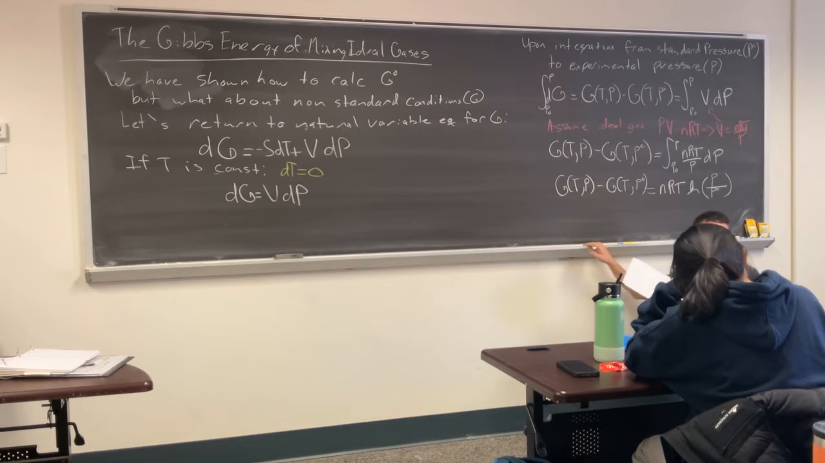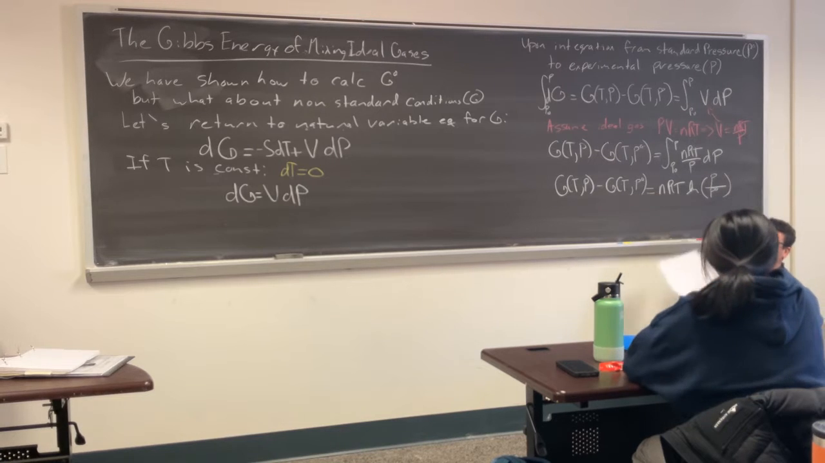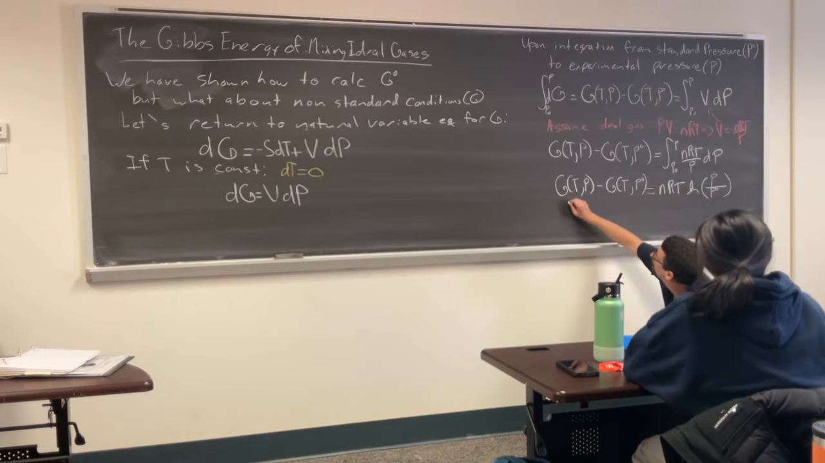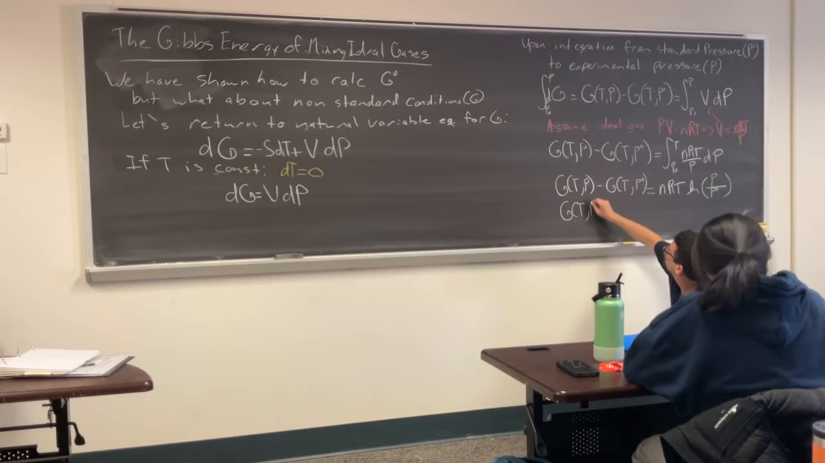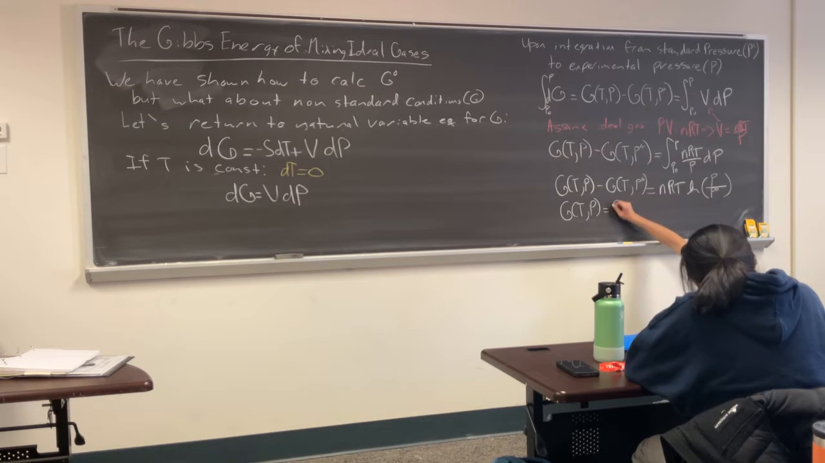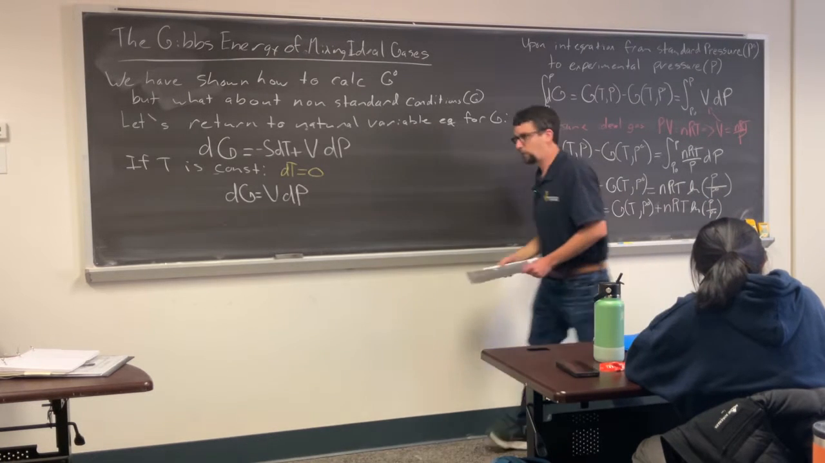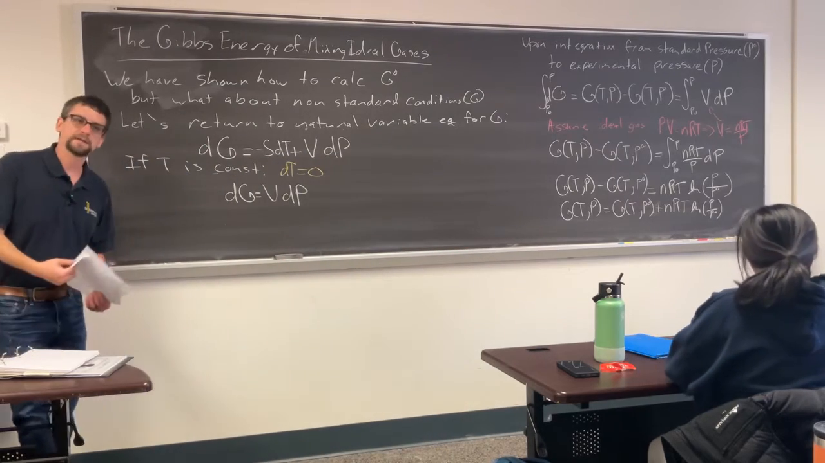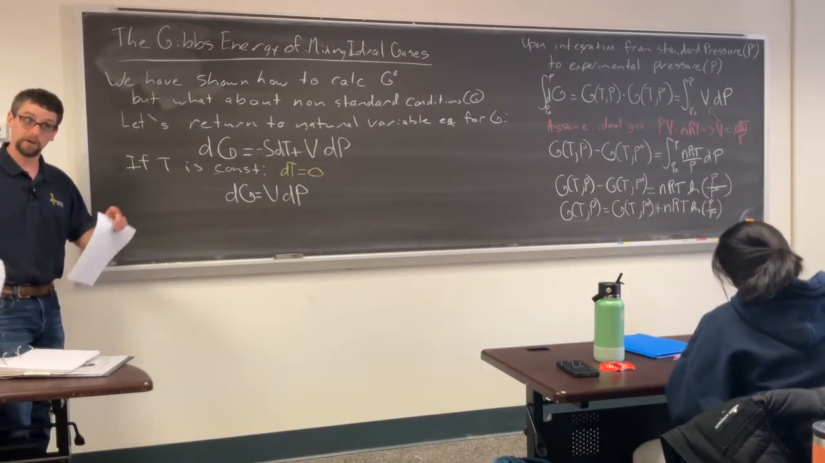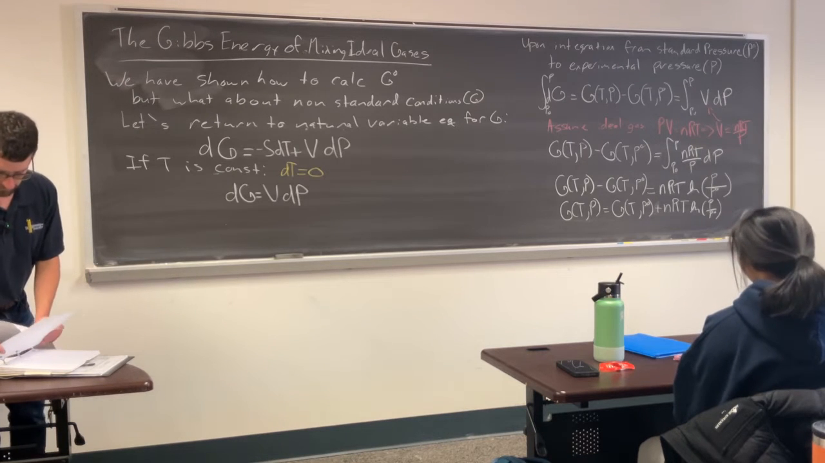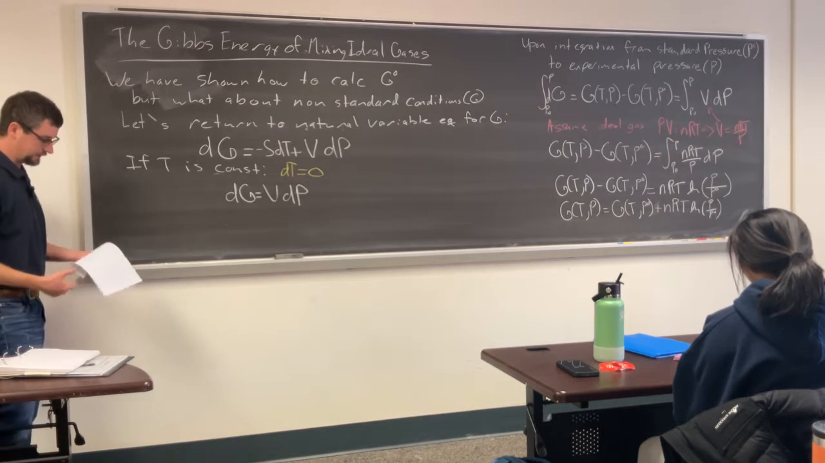Okay, we're going to do something a little strange. We're going to move this guy over to the other side. So we're left over with G at P naught, oops, plus nRT. Okay. You might be asking, why would we push it in that weird form? We're going to see why in a second. It's going to be really beneficial to us to keep our delta G's this way.